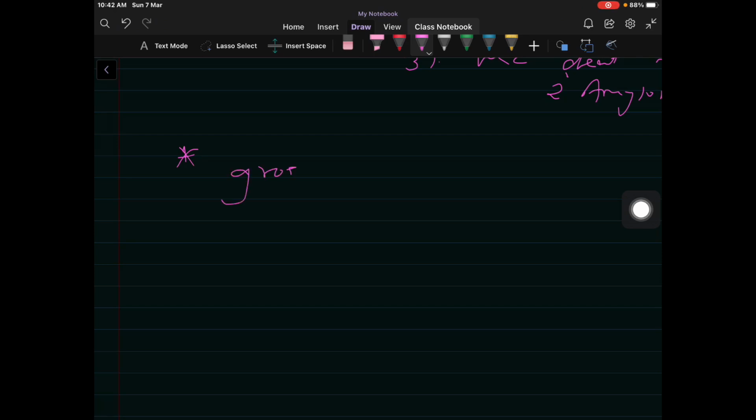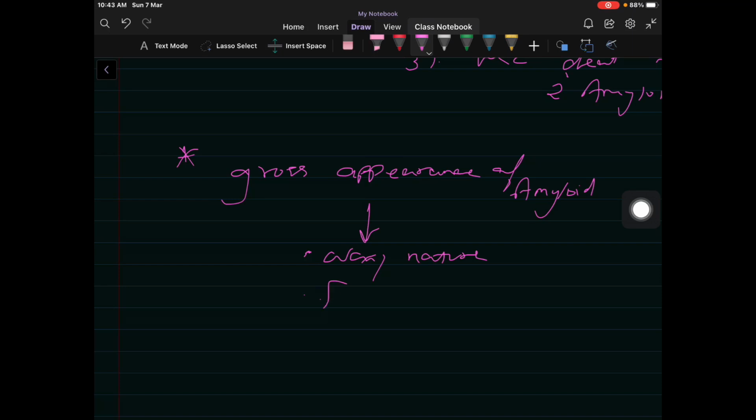Now the gross appearance of amyloid. These points must be remembered. First, it is waxy in nature. Then it is firm in consistency. And the third one is organomegaly.